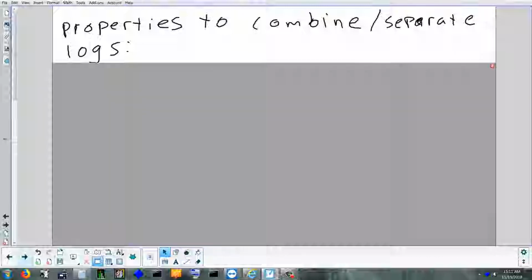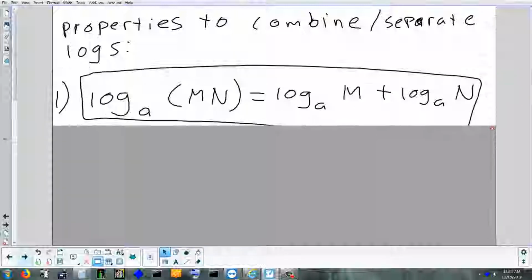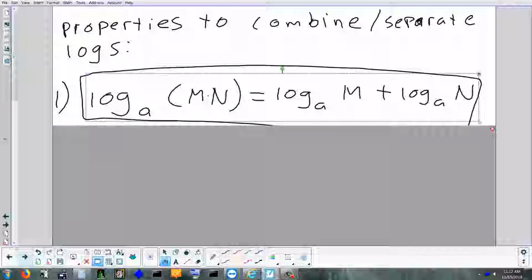And there's 3 properties that we use here. So the first property has to do with if you have a product inside the parentheses, like m times n. You can separate that into 2 logs. Whenever you have a product, it separates as a sum. Notice the base on the log stays the same the whole time. So whatever the base was to start, that's going to be the base when you split it. The first argument when you split it is your first factor. Your second argument is your second factor.